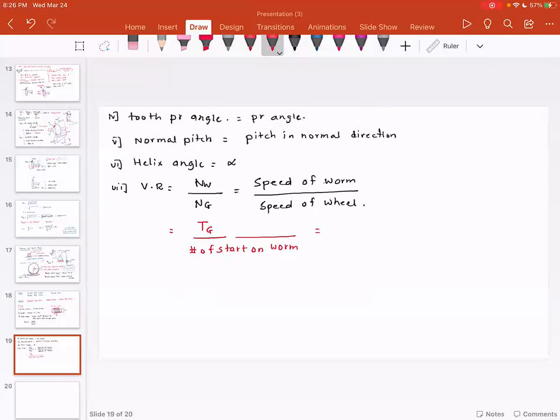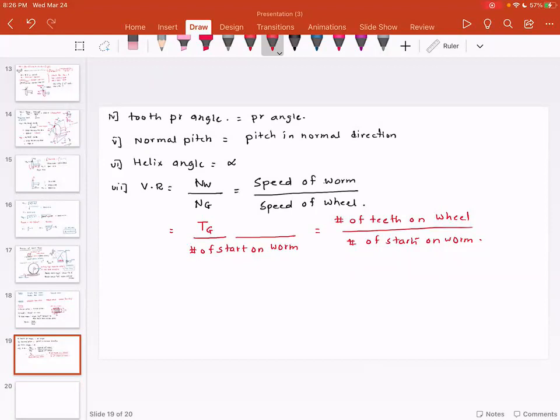So number of teeth on wheel divided by number of starts on worm. So if you have a single start worm or a double start worm, that number will be in the denominator. Please note, worm is like a power screw, so you don't have multiple teeth. You just have one start or two starts. And then there are standard proportions, and then there is an equation on the efficiency.